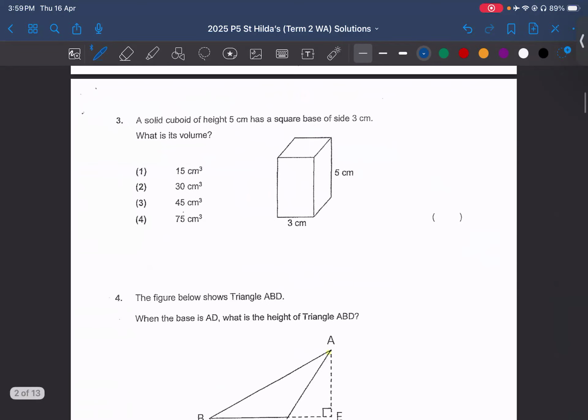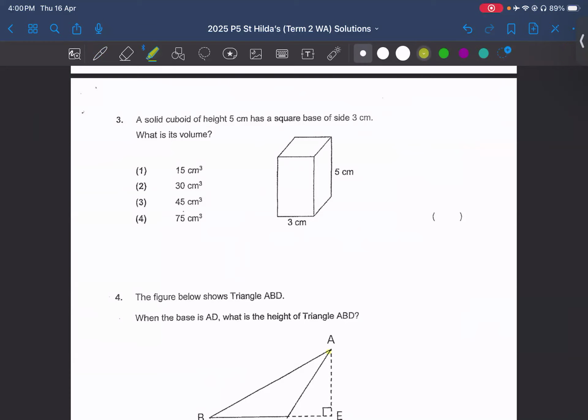Okay, next for question 3, a solid cuboid of height 5 centimeters has a square base of side 3 centimeters. So the base of your cuboid is 3 centimeters by 3 centimeters. To find the volume, we take length times breadth times height. The length of my cuboid is 3, and the breadth is also 3 because it's a square base, and my height is 5. So it's 3 times 3 times 5. 3 times 3 is 9, and 9 times 5 is 45. So the answer is option 3, 45 cm cube.